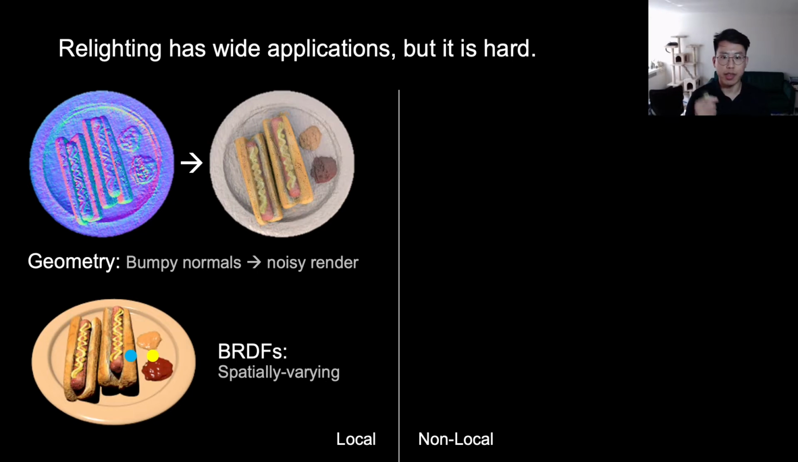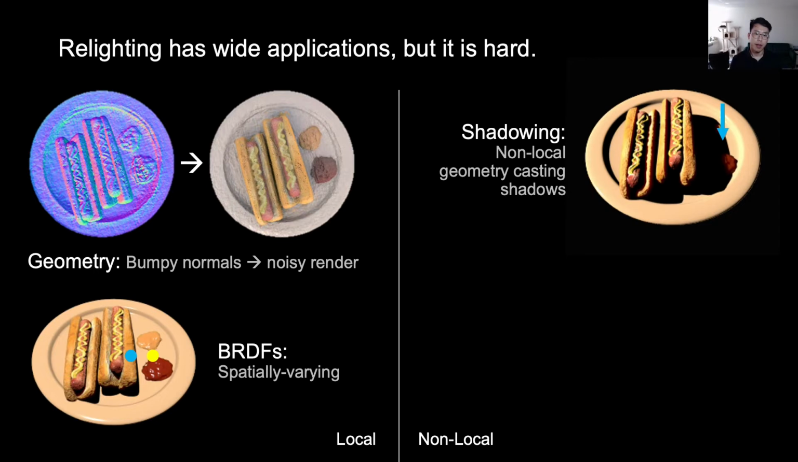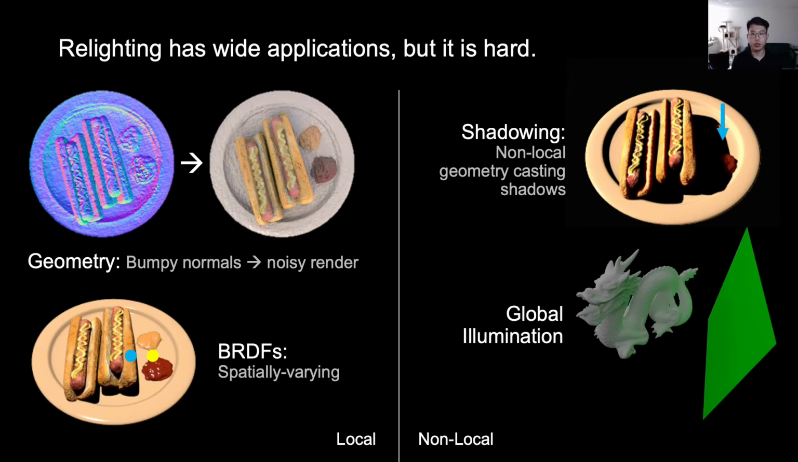For instance, the blue and yellow dots shown here are spatially very close, but the hot dog bun reflectance is very different from the ketchup reflectance. On the non-local aspect, shadows are hard to model as a global light transport effect. For instance, the pixel pointed by the blue arrow there is in shadow because the far away hot dog bun is casting shadows there. And of course, we also need to consider global illumination. In this example, the Lambertian green wall is casting a green tint onto the white dragon.